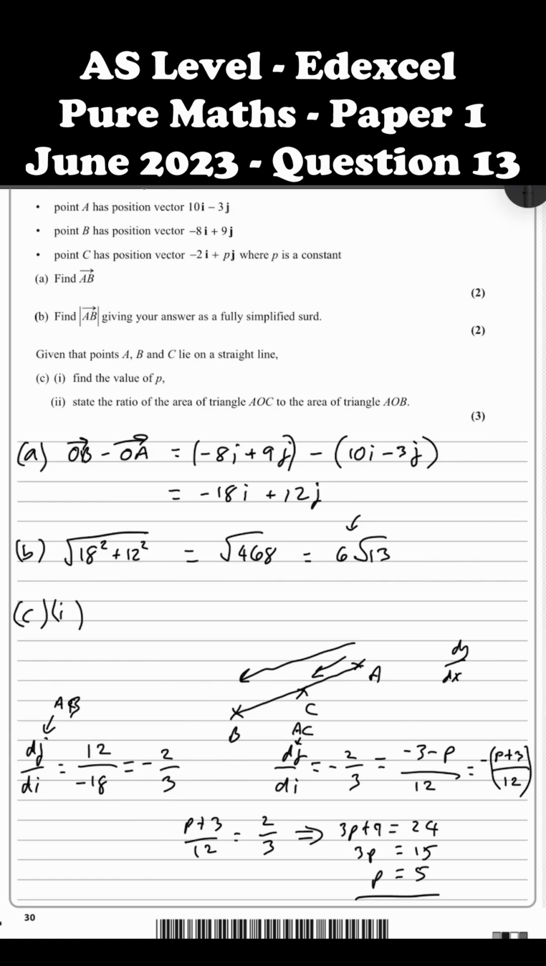And part (ii), state the ratio of the area of the triangle AOC to the area of the triangle AOB. We've inadvertently done that because I identified this 2/3 here. So since the ratio of AC to AB as a line is 2:3, the ratio of the triangle is also 2:3. And that's the end of the question.